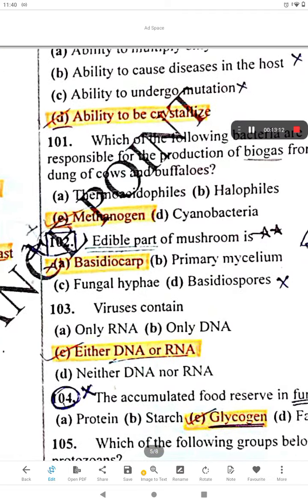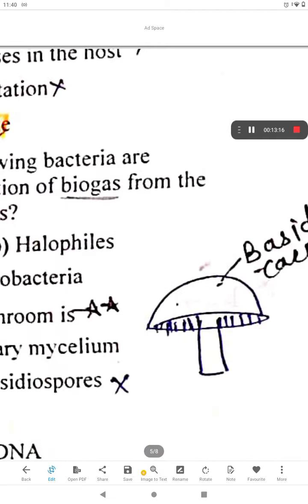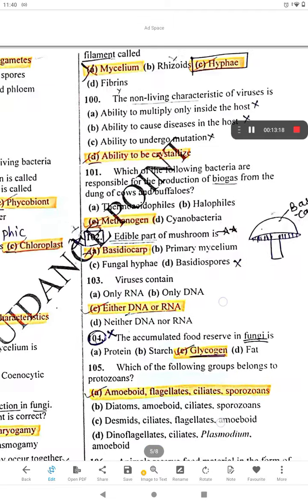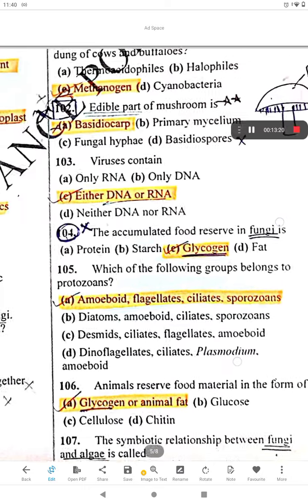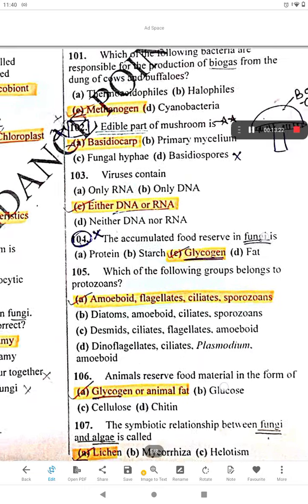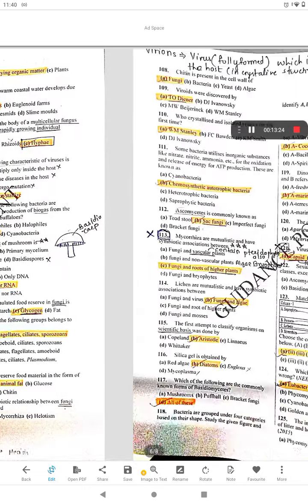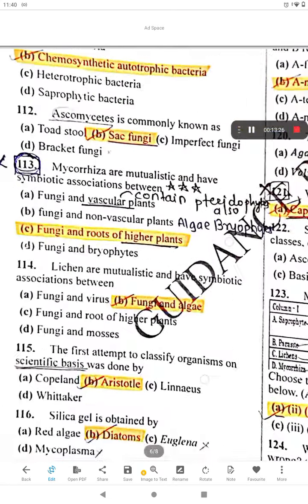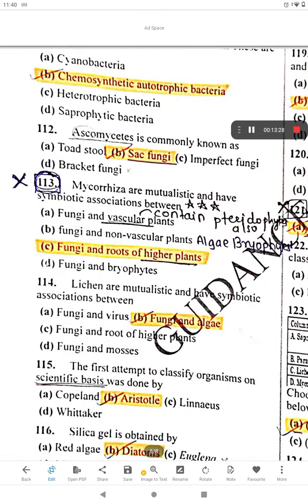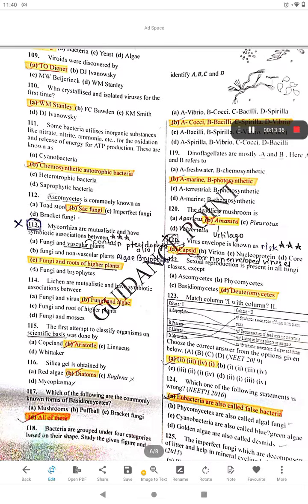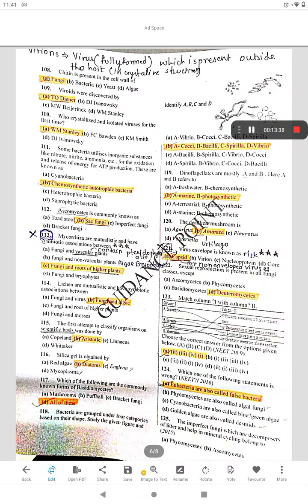Edible part of mushroom is basidiocarp. हे वरचं छत्री सारखं दिसतंय ना ते basidiocarp. The accumulated food reserve in fungi is glycogen. It is same like that of animals. Then 113 says that mycorrhizae are mutualistic and have symbiotic association between fungi and roots of higher plants.